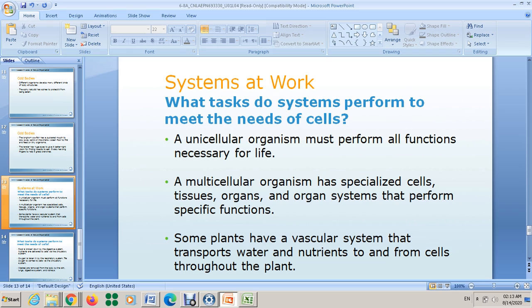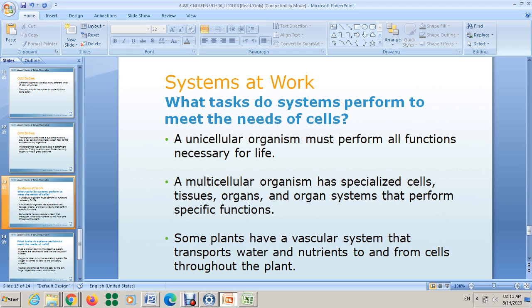Okay, what about multicellular organisms, or complex organisms, let's say? Multicellular organisms have specialized cells, specialized tissues, specialized organs and organ systems that perform specific functions. For example, we have red blood cells. Red blood cells' function is to carry oxygen to the cells. So these cells are specialized.